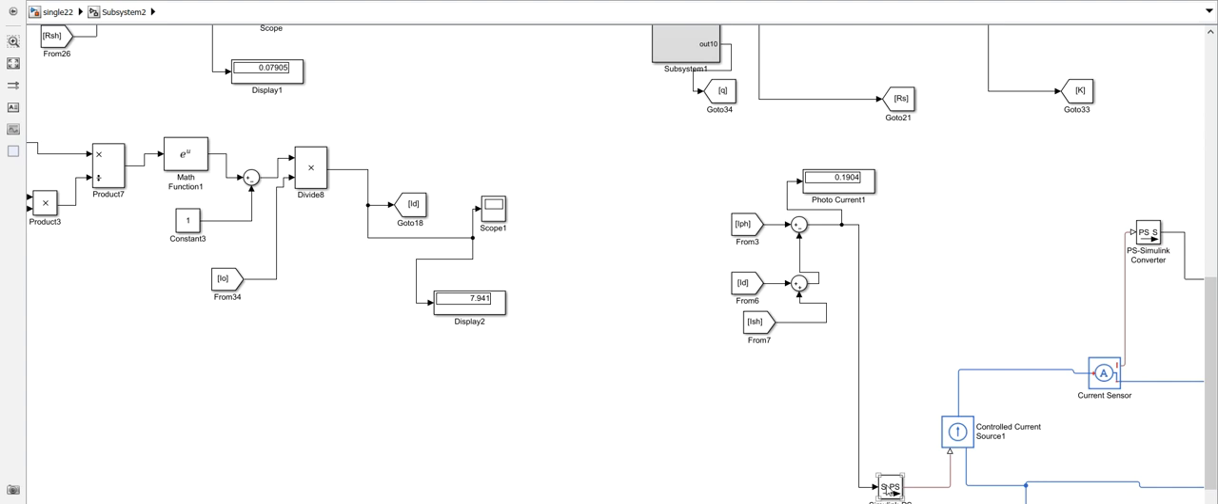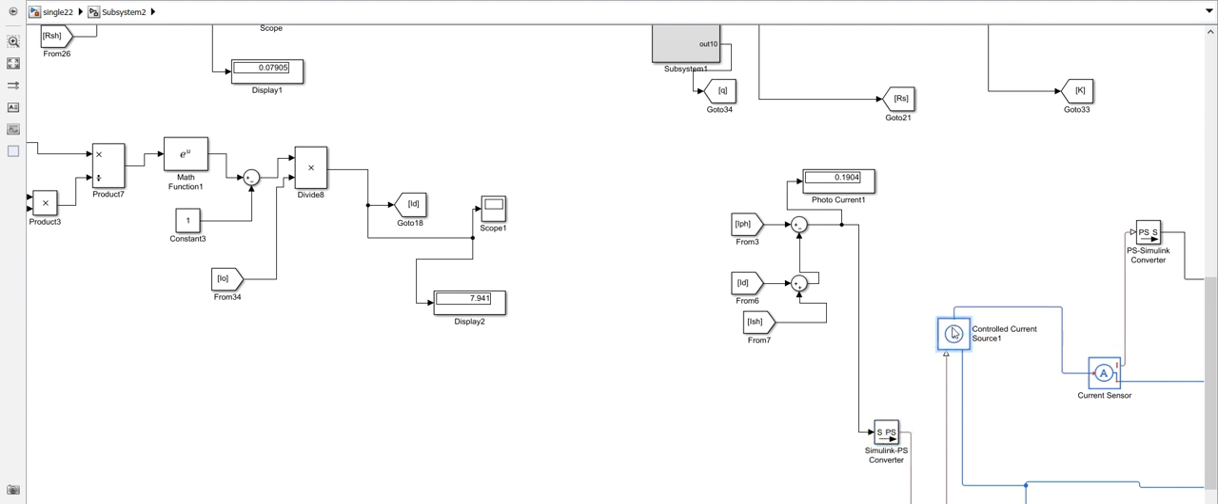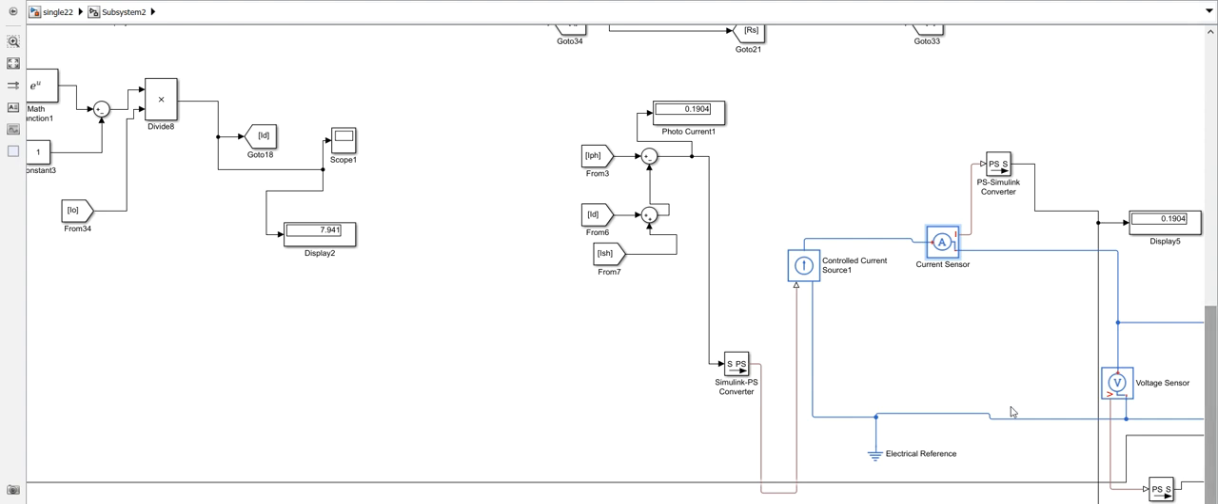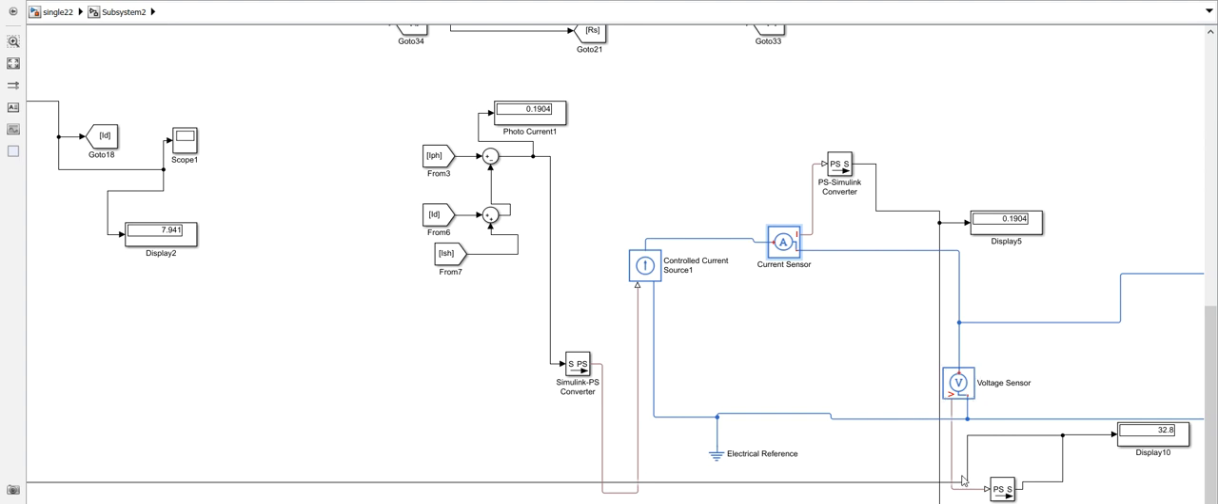Now I'm going to connect here the Simscape controlled current source, and here I'm using the current sensor with a PS converter because of the current, and these are the electrical references we are using here, and the voltage sensor with a Simulink converter. This is the value I'm getting after simulation.